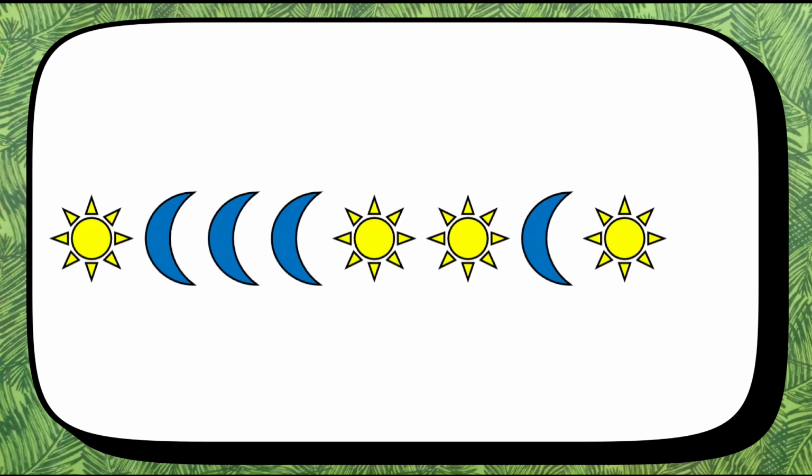How about this time? Is this a pattern? Is there a pattern core that repeats over and over? No, nothing is repeating, and so this is not a pattern. So what would come next? It's difficult to know when there is no pattern.